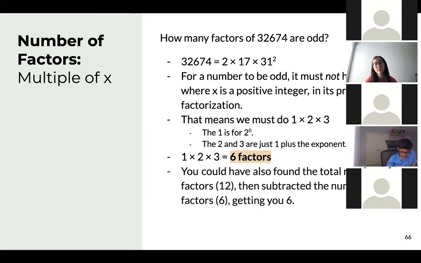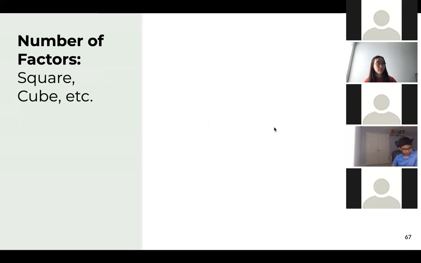What you could have also done is find the total number of factors like normal, and then just subtract the number of even factors, which we saw how to do in the first example. Hopefully that doesn't confuse you. It's just another way of doing it.